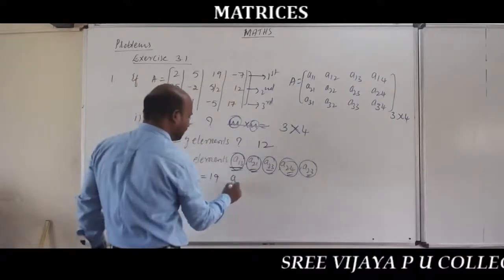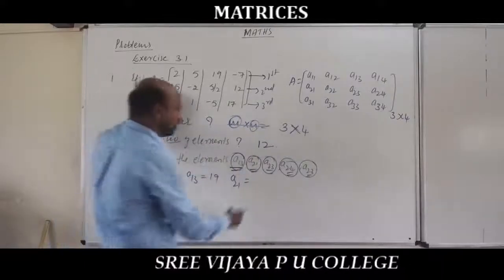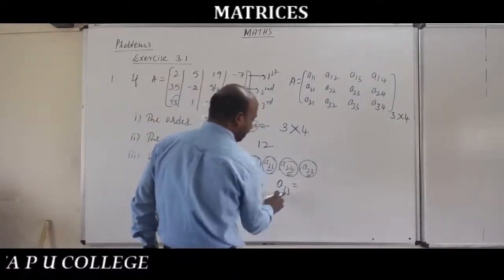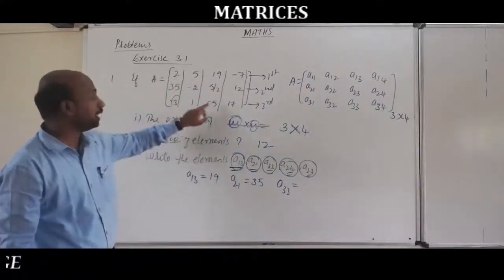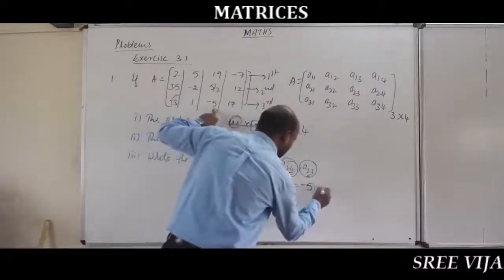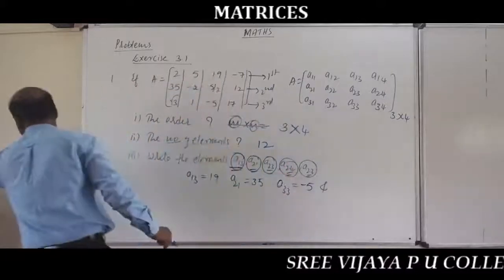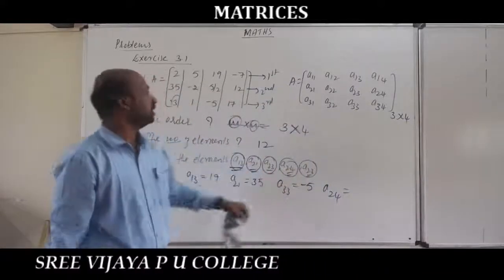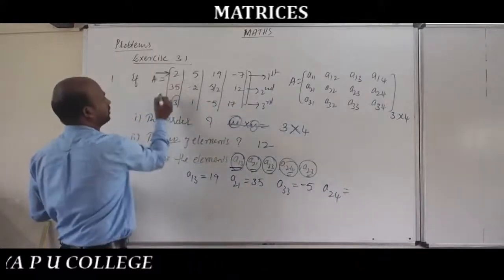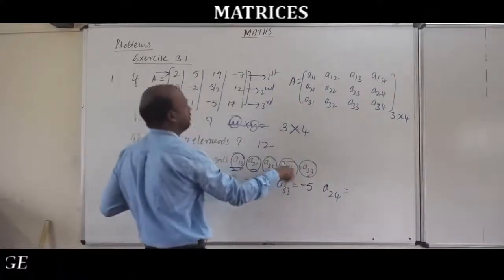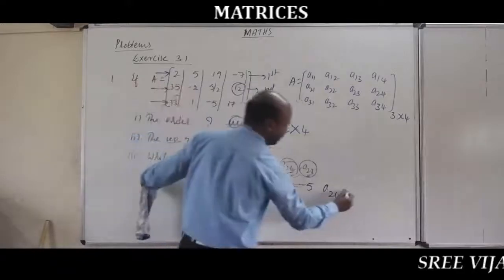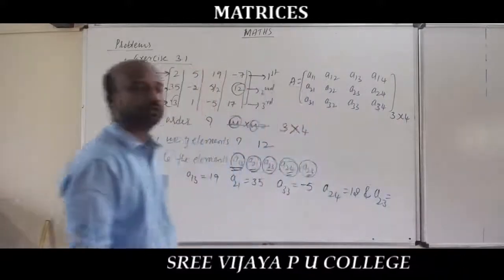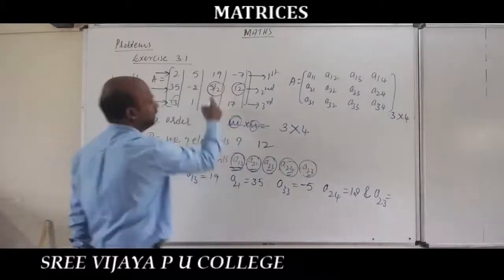Next, A21: second row, first element is 35. Then A33, third row third element, among A31, A32, A33, it is minus 5. Then A24, second row fourth element, so the second row fourth element is 12. And lastly A23, second row third element, it is 5 by 2.